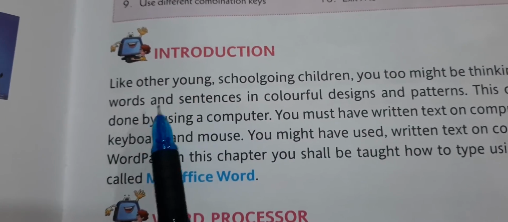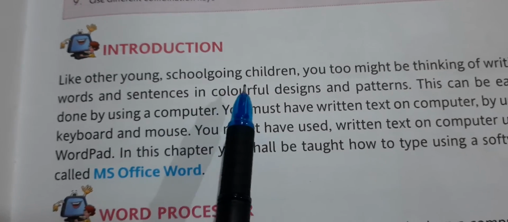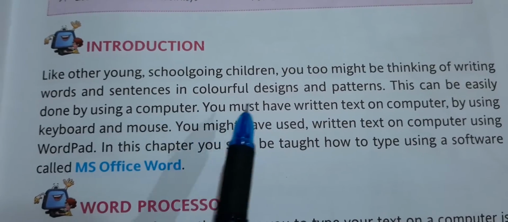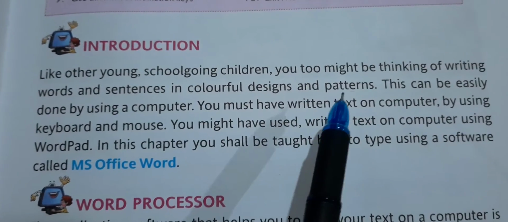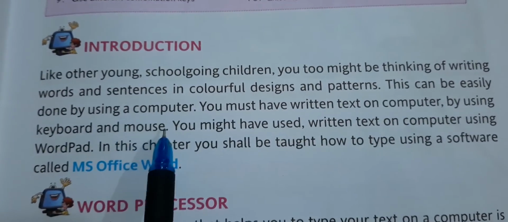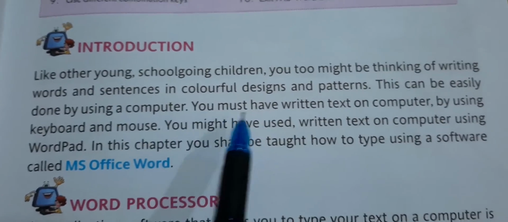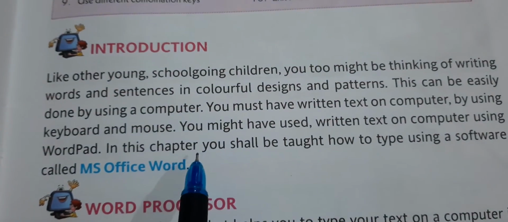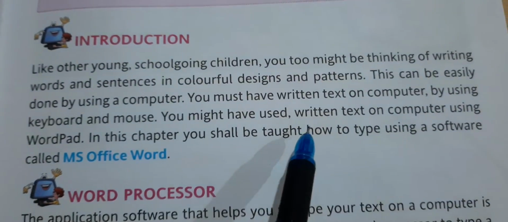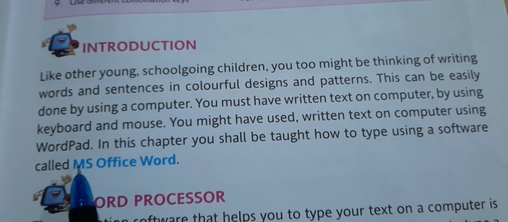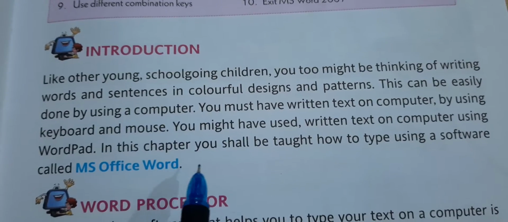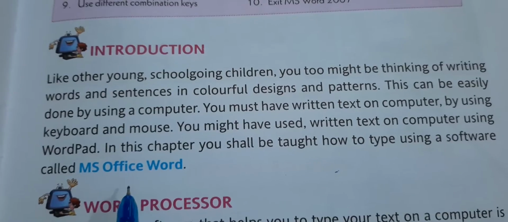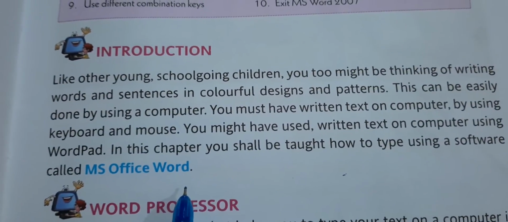Introduction. Like other young school going children, you too might be thinking of writing words and sentences in colorful designs and patterns. This can be easily done by using a computer. You must have written text on computer by using keyboard and mouse. You might have used written text on computer using WordPad. In this chapter, you shall be taught how to type using a software called MS Office Word.